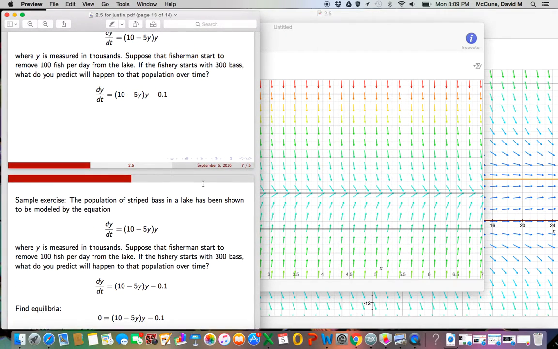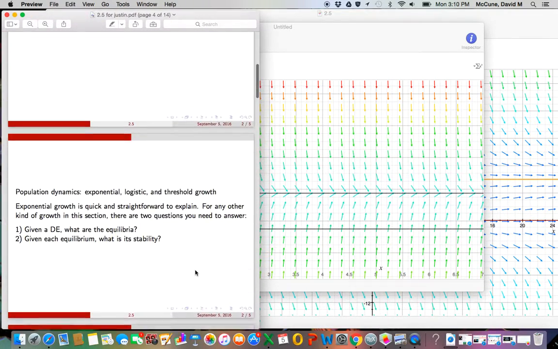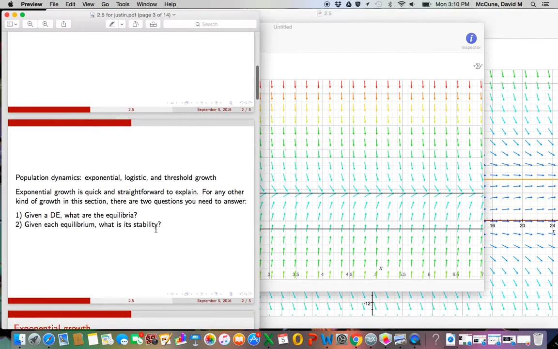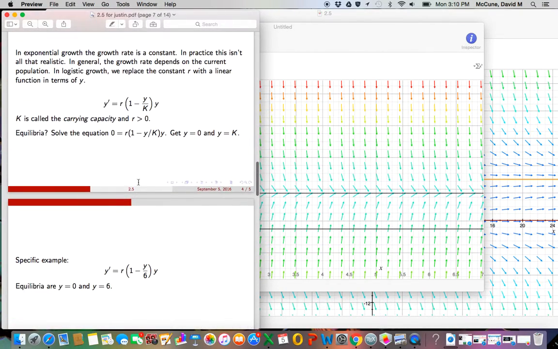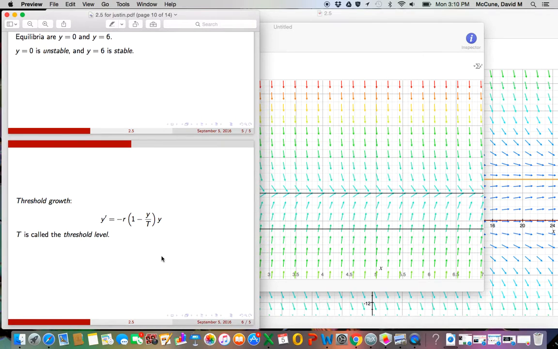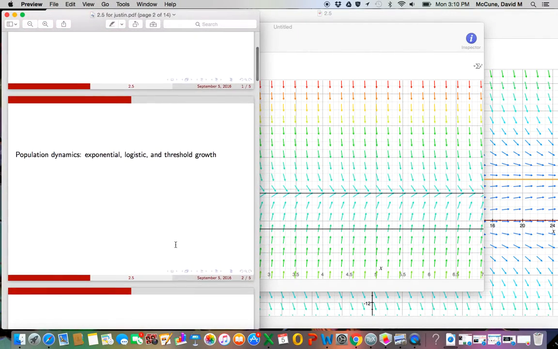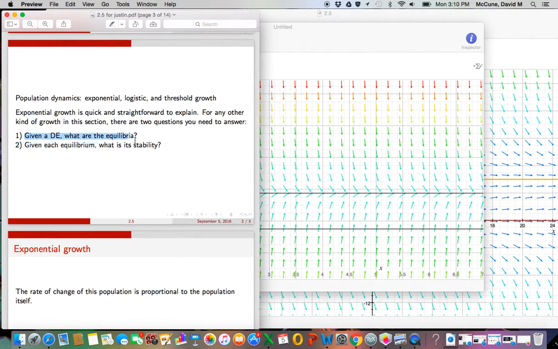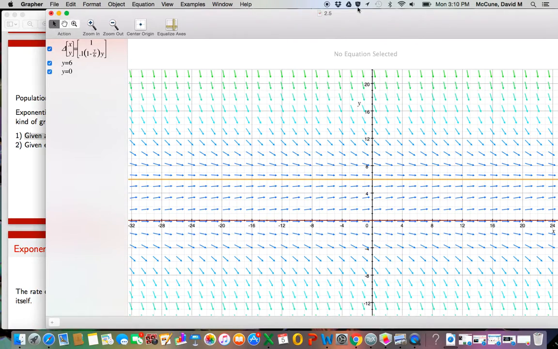So anyway, hopefully that cleared things up for you. This exercise is how we ended class that day. And so again, let me just remind you, this is the big takeaway, right? If you want to know about any DE in this section, so DEs that look like modified logistic or threshold, whatever, you need to do two things. Given a differential equation, find the equilibria, and then determine stability. So in this case, this y equals 1.9899 is stable. So you can see the stuff is going towards it. Okay, so anyway, just let me know if you have other questions.